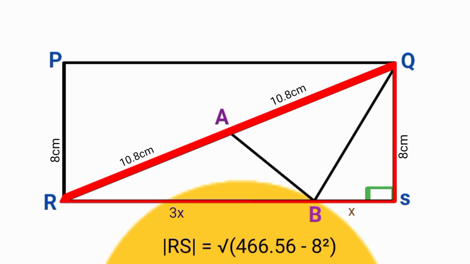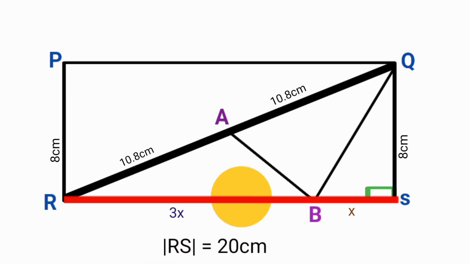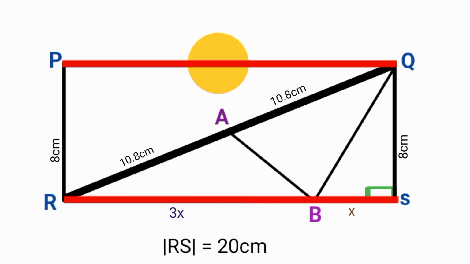21.6 squared is 466.56. 8 squared is 64. 466.56 minus 64 is 402.56. Square root of 402.56 is 20.0639. 0.0639 is a very negligible value, so we can approximate it to be equal to 20. So line RS is equal to 20 centimeters. So if line RS is 20 centimeters, this line PQ here must also be 20 centimeters because of the earlier property we mentioned.